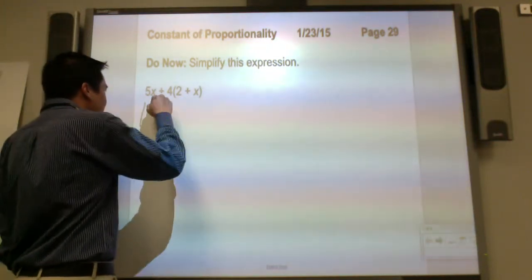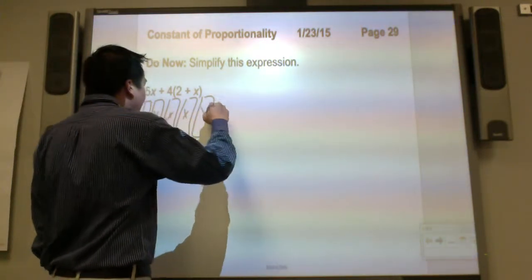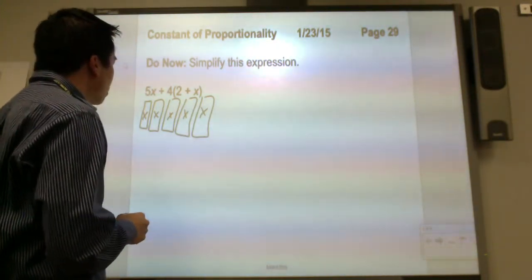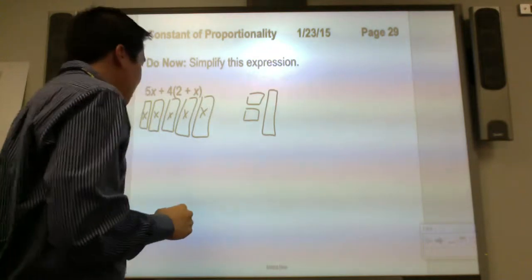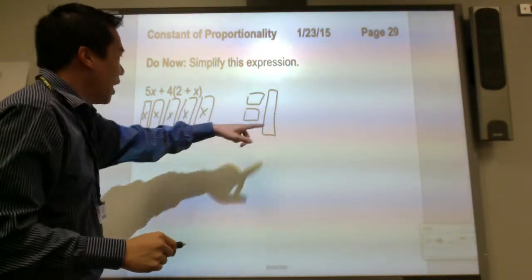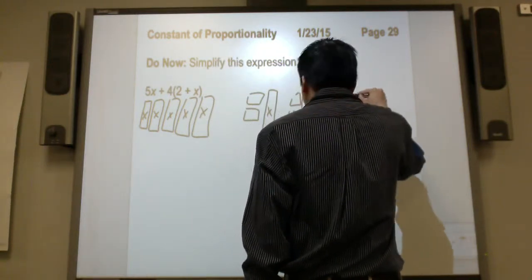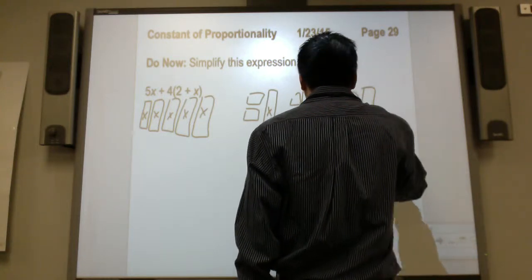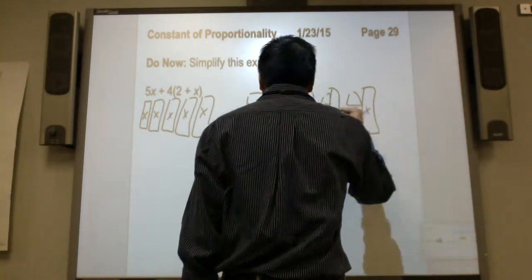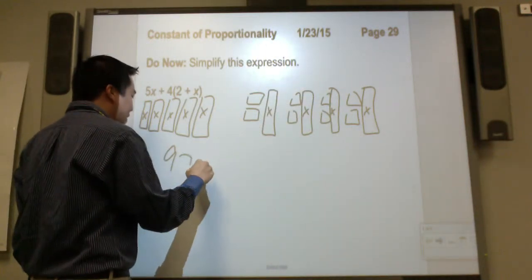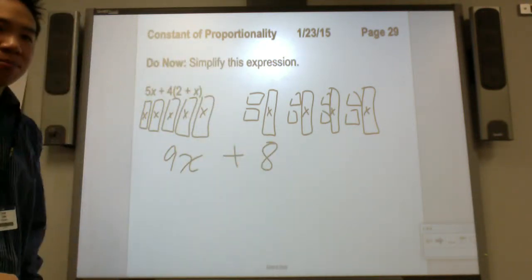So we have 5x's. Each one of these rectangular bars represents an x tile, and you have 4 groups of 2 plus x. So this represents 2 plus x: 2 square units, which are positive, and you have an x. But we need 4 groups of those. 1, 2, 3, 4. So how many x's do you see here if you combine all the x's together? I see 9 x's. How many square units do you see? I see 8 of them, so it's 9x plus 8.